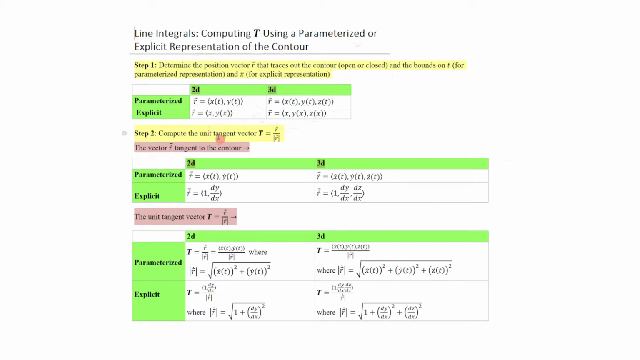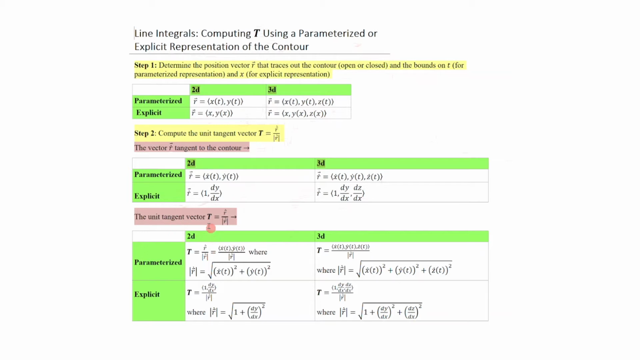The next step is to compute the unit tangent vector, which is bold T, which is the derivative of the vector R divided by the magnitude of the derivative of the vector R. This vector is tangent to the contour. So the derivative of R is tangent to the contour. So let's go through these cases one after the other. In the parameterized case, R dot would just be components x dot, y dot. And for 3D, there would be a z dot term as well. For the explicit case, the derivative now would be with respect to x. So the first quantity would be 1, and the second would be just dy/dx. If we looked at 3D, then there would also be a dz/dx term.